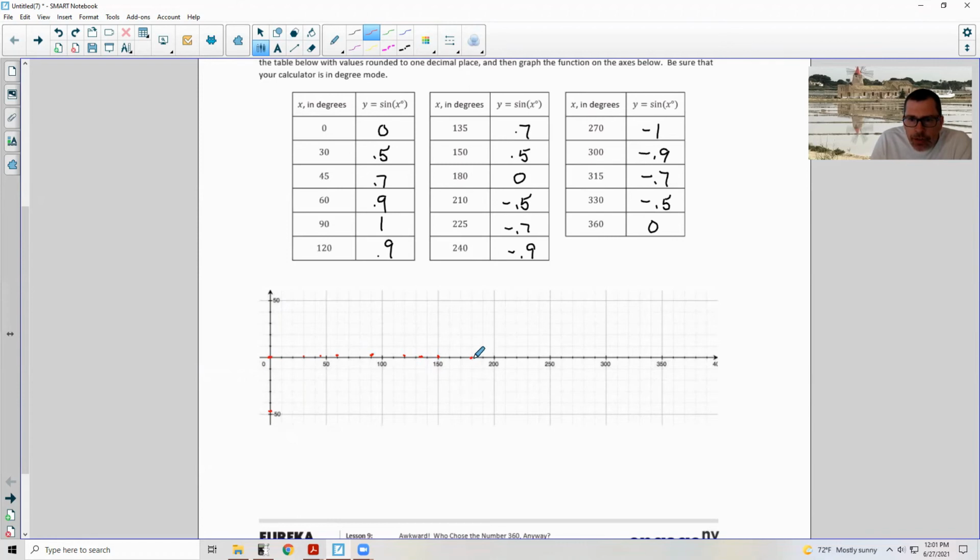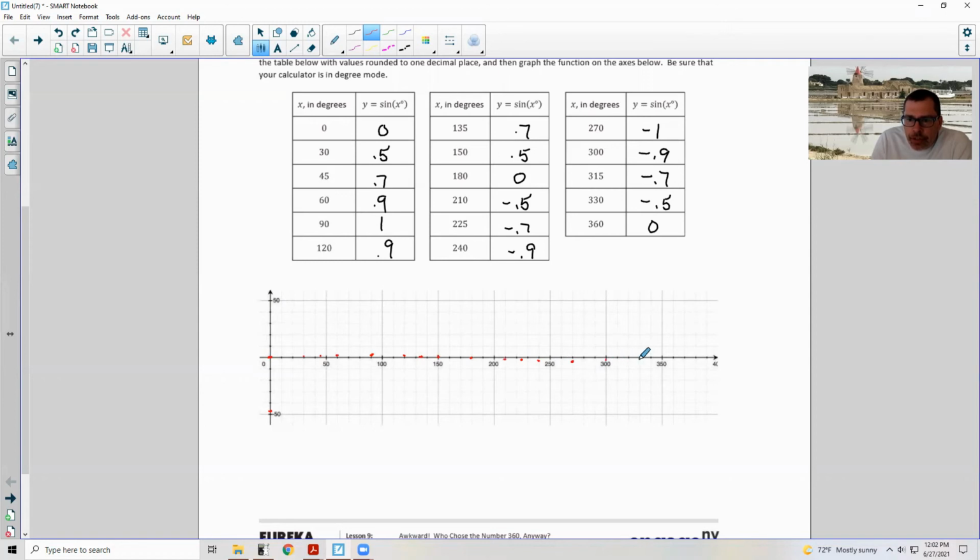So this thing is coming up to this maximum and then going back down to 0. And then it's going to go the other way. So now we're going to graph 210 is here. Down a half is just a smidge right there. 225 is right here. And down a little bit more, that's a seventh, maybe right there. And then 240 is here. Down a ninth, 0.9. And then 270, we're at -1, which is being generous. There's probably not that high. And then 300 degrees, we're at -0.9.